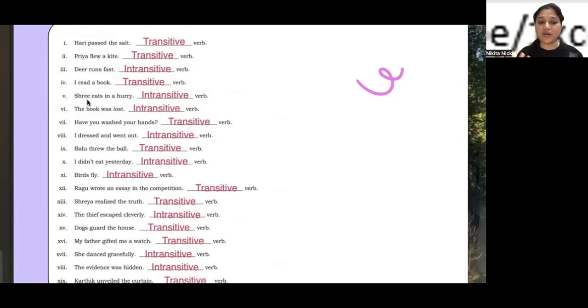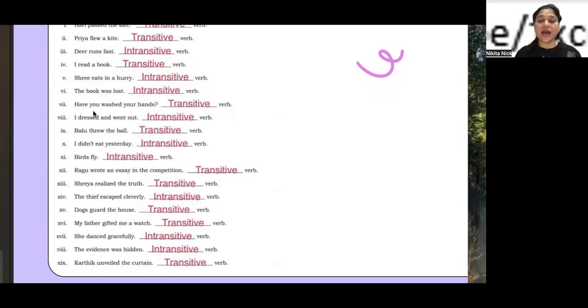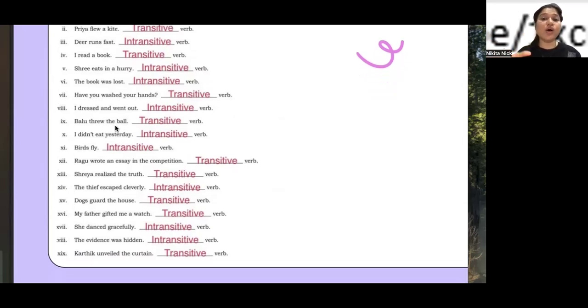She eats in a hurry. Hurry is not an object, so intransitive. The book was lost, intransitive. Lost is not an object. Have you washed your hands? Your hands, transitive. I dressed and went out, no object, intransitive. Balu threw the ball. The ball is again an object, transitive.